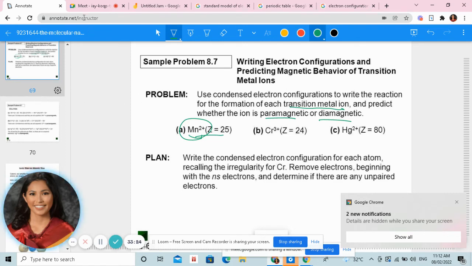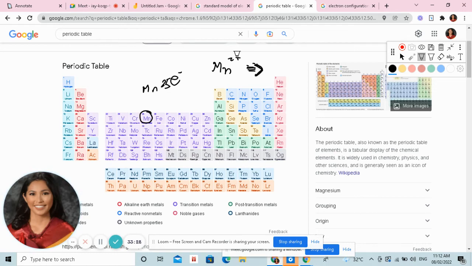Okay, we have that one. Mn2+, how many electrons? If we have an Mn atom, a manganese atom, we have 25 electrons. What about the Mn ion? 23. Okay, perfect. 23 because it lost two.